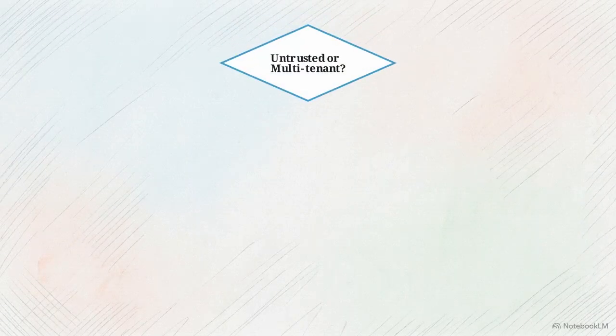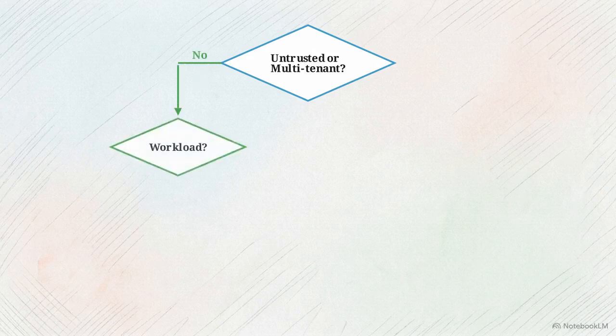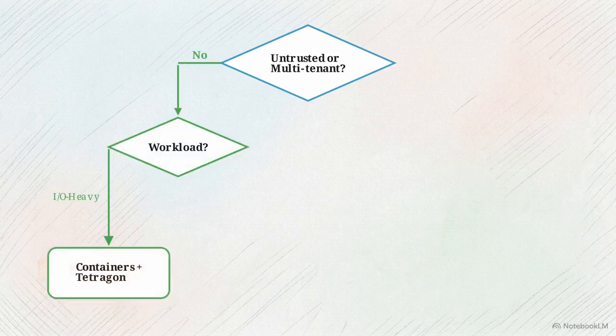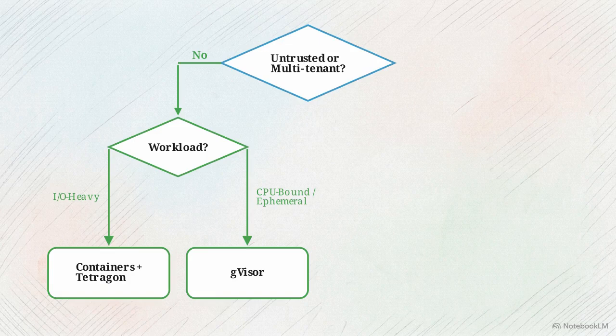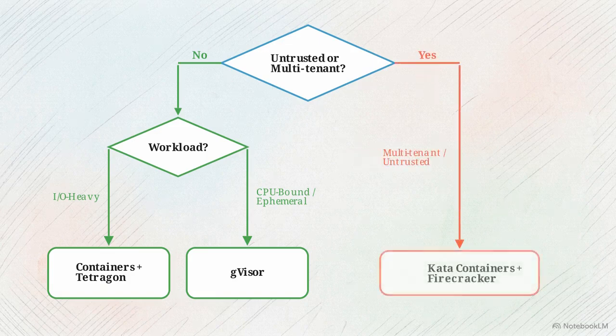This flowchart maps your engineering needs against the available technology. It begins with one question: is the code highly untrusted or multi-tenant? If the answer is no, and you're running trusted I/O-heavy applications, use standard containers paired with Tetragon. For ephemeral, CPU-bound tasks on infrastructure without nested virtualization, implement gVisor for syscall-level isolation. But if deploying multi-tenant AI agents or code you don't control, you must use Kata containers to ensure hardware-enforced boundaries.